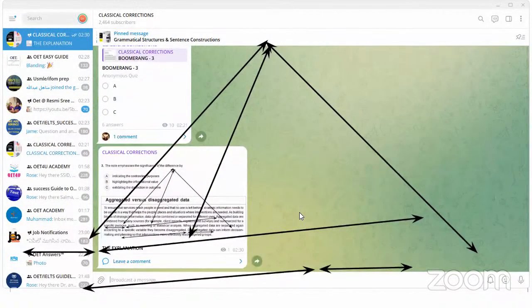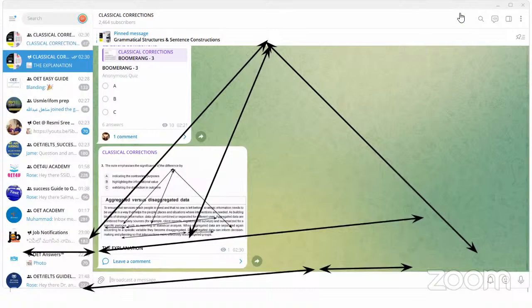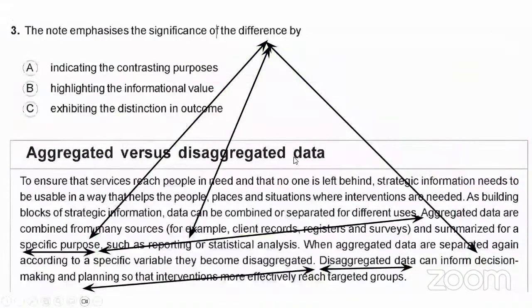That purpose is different. This purpose is different. Difference in purpose. Purposes are not matching.